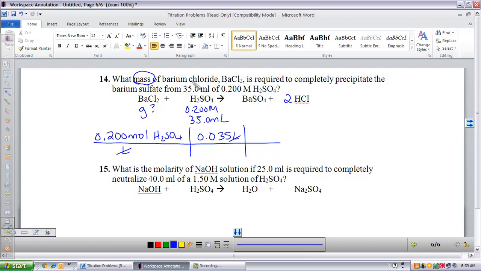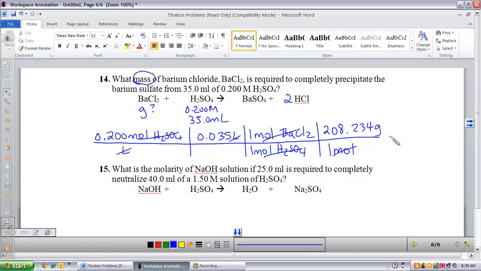Well, I can't just jump from moles to grams. I have to actually go from moles to moles. Anytime you're going from one compound to any other compound in the formula, you must go through moles. So 1 mole of sulfuric acid, according to the balanced equation, requires 1 mole of barium chloride. All right, so this cancels. Now I have moles, but now I need to get to grams. Again, I'll use the handy dandy periodic table, and I'll add up 2 chlorines and 1 barium. Please be careful that you add 2 chlorines to 1 barium because there's 2 in this formula. So when you do that, you get 208.234 grams, and these moles cancel and I end up with grams. Now put that in your calculator and you get 1.46 grams of barium chloride.